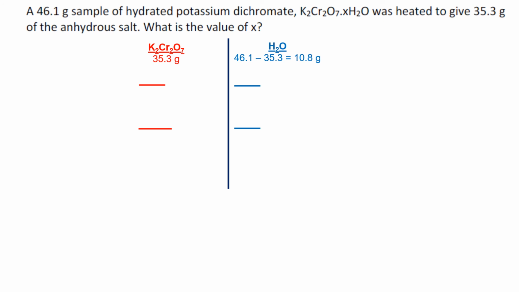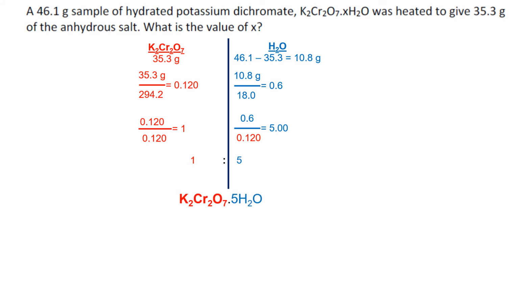Divide them both by the MRs. Be careful with the MRs. K2Cr2O7 adds up to 294.2. Water always adds up to 18. So you get 0.12 and 0.6. Divided by the smallest numbers. 0.12 is the smaller number. So you get 1 and you get 5. So it's a 1 to 5 ratio. So X equals 5.